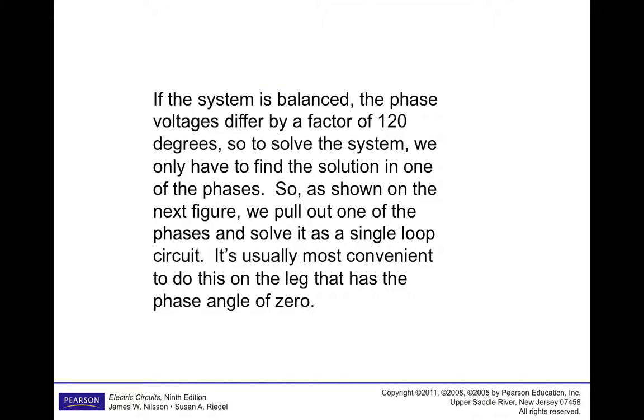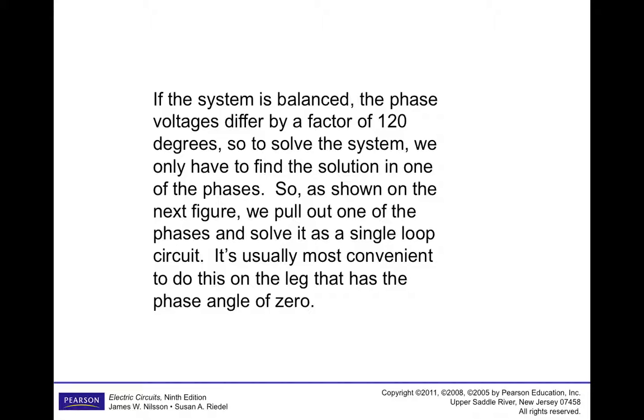So now let's look at how we would actually solve a circuit that is a balanced three-phase system. The first thing that we need to understand is that if the system is balanced, the phase voltages differ by a factor of 120 degrees. And because voltages and currents are all related by Kirchhoff's laws, we could demonstrate by proof, we won't, that if we find all of the currents and voltages in one of the legs of the system or one of the phases, we've essentially found it in all of the phases. We only have to add and subtract 120 degrees in phase from the result of a single phase.